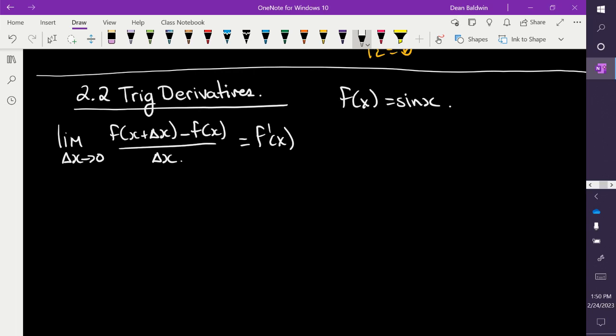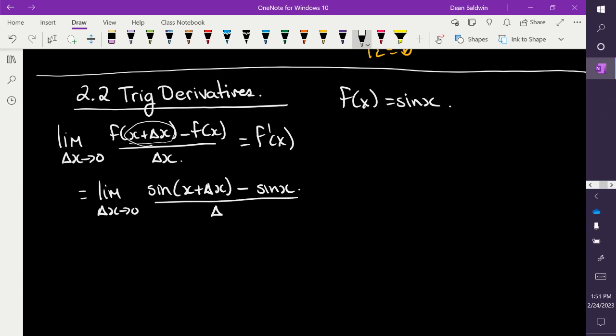So I put this, whatever's in brackets goes in for x. So you get the limit as delta x goes to 0 of sine of x plus delta x minus f of x, which is just sine of x, all over delta x. Are we okay? Does everybody understand that substitution?